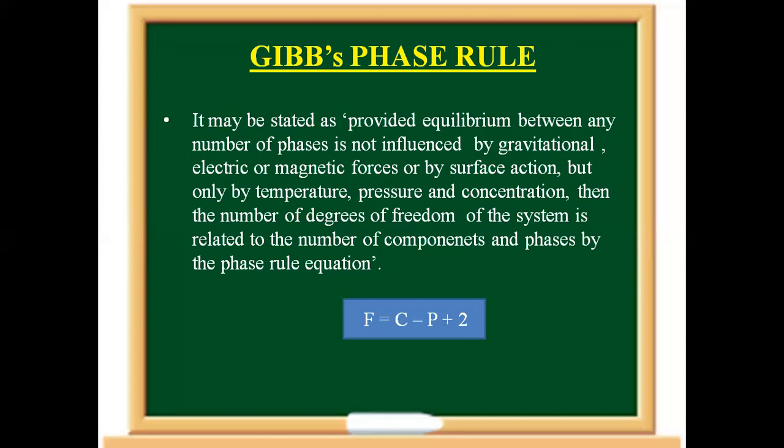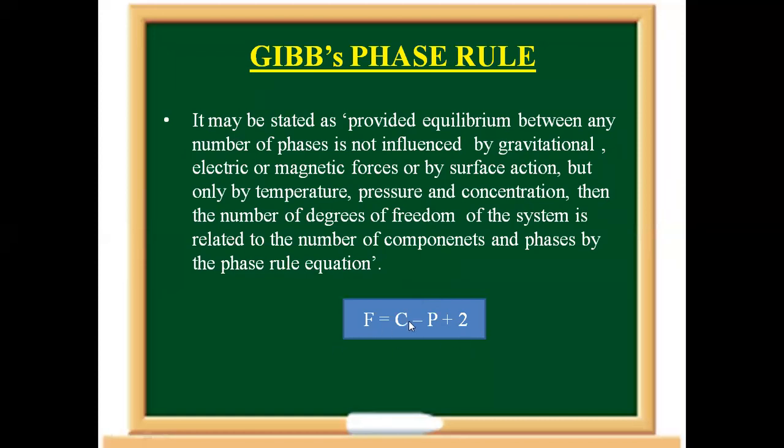F is equal to C minus P plus 2, where F is the number of degrees of freedom, C is the components, P is the phases. And what is 2 standing for? 2 is actually standing for these three factors, that is temperature, pressure and concentration. So these are 3 factors, but I have written +2 here. The reason is that for writing +2, at the most 2 factors should be present whenever any kind of reaction is going on. Not necessarily 3 factors. Out of 3, a minimum of 2 factors are required. That's the reason this is +2.